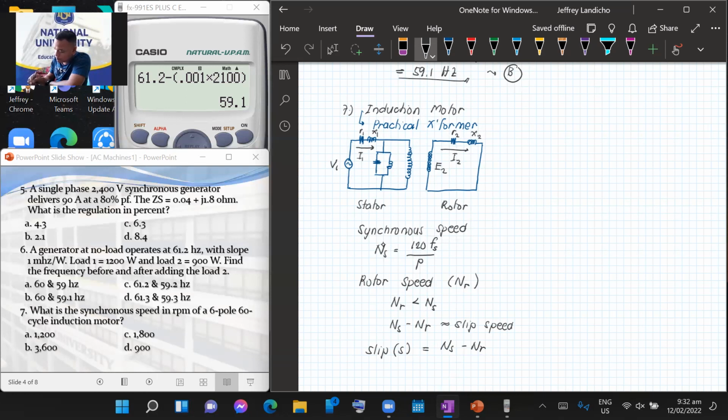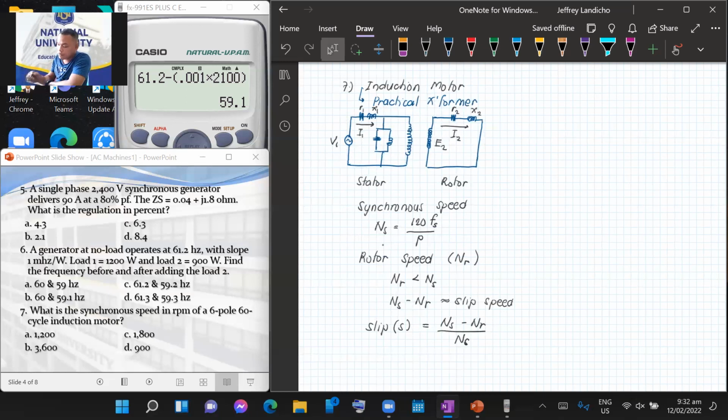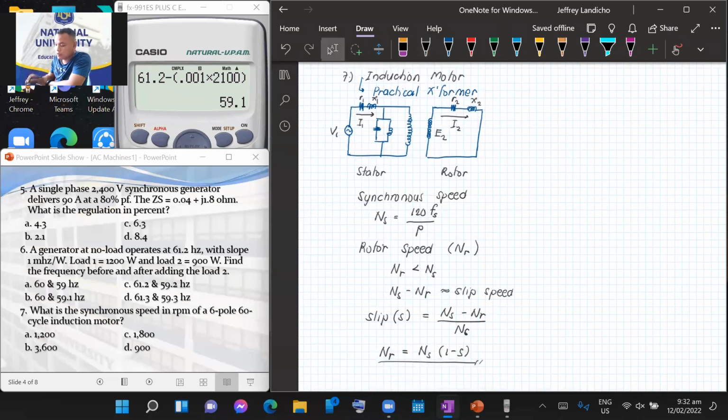That is NS minus NR, i-divide natin ito sa NS. So that would be our slip. So using the slip or percent slip of the induction motor, pwede natin sabihin that your NR, that is simply equal to 1 minus S multiplied to the synchronous speed. Or simply NS multiplied to 1 minus S. So that is the relation between the synchronous and the rotor speed of a given motor.